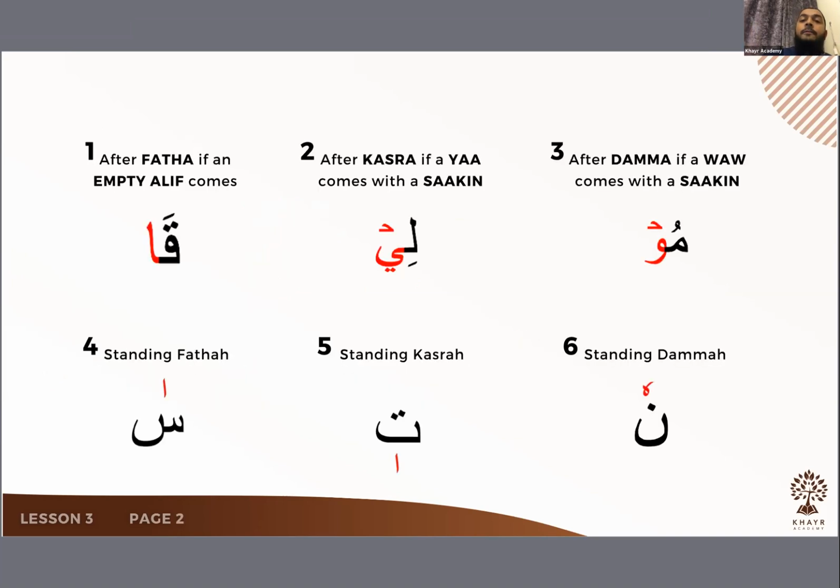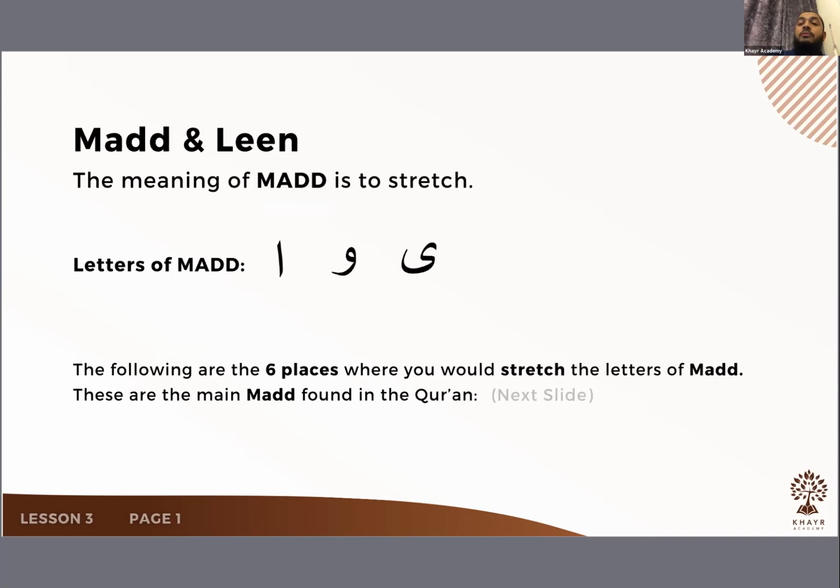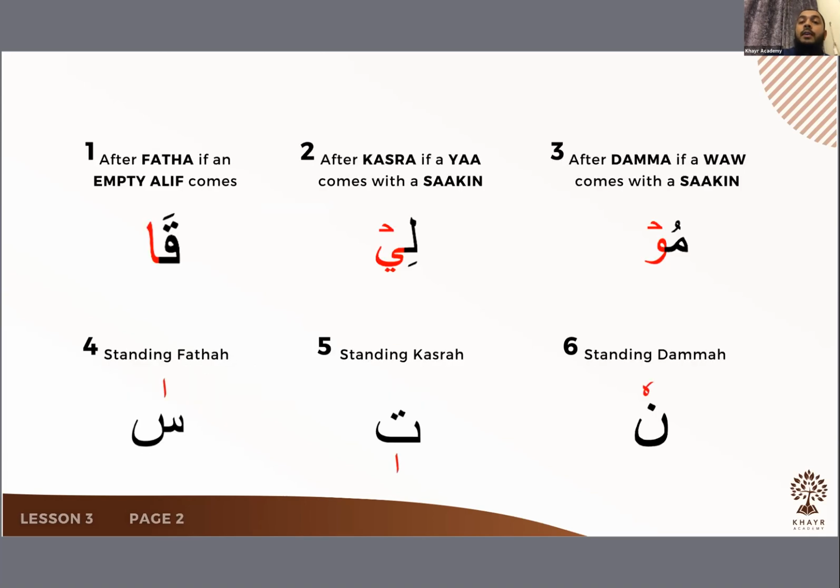Okay. Now remember these 3 letters. Alif, waw, ya. The first one is after fatha, empty alif. Now remember, the empty alif has to come after fatha. If the empty alif comes after a kasra or dhamma, it wouldn't come like that in the Quran. But if it does come, we don't make it long. It has to be fatha and alif.